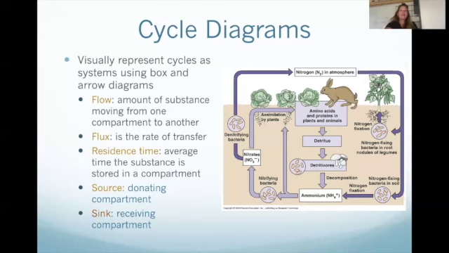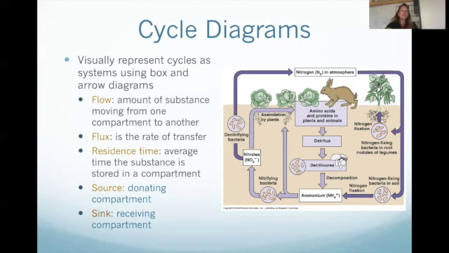So you're going to be asked to draw cycle diagrams. We are going to represent the cycles as a systems diagram. This is going to come back and back and back. Remember, a store, anywhere that chemical is going to remain for any length of time, is a box. And the flows are arrows. So as it goes from one store to another, you use arrows.